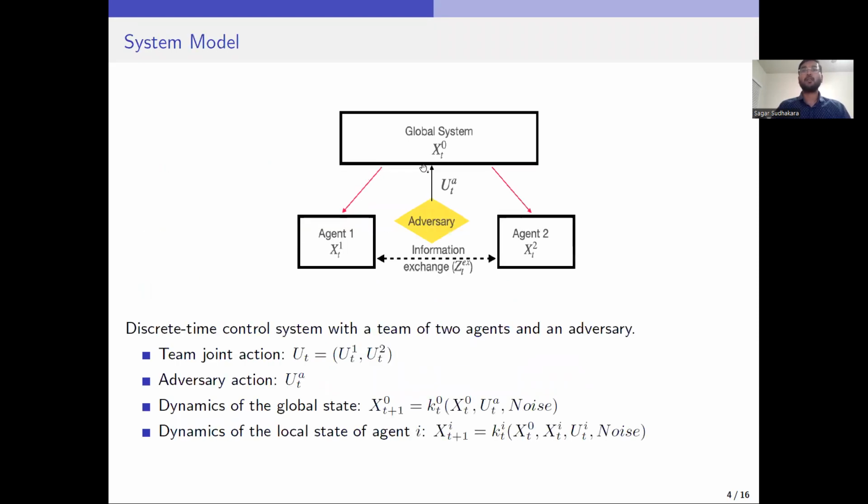For the system model, we have a global system with state x0t and two agents with their local states x1t and x2t respectively. And information can be exchanged between both the agents. That's denoted by zxt. And there's an adversary whose control action can influence the global system. So the joint action Ut is provided by U1t, U2t, and the adversary action by UAt. The dynamics of the global state is affected by the action of the adversary. And the dynamics of the local state of agent i, denoted by xit plus 1, is influenced by the global state, the local state of that particular agent, and the control action of that agent.